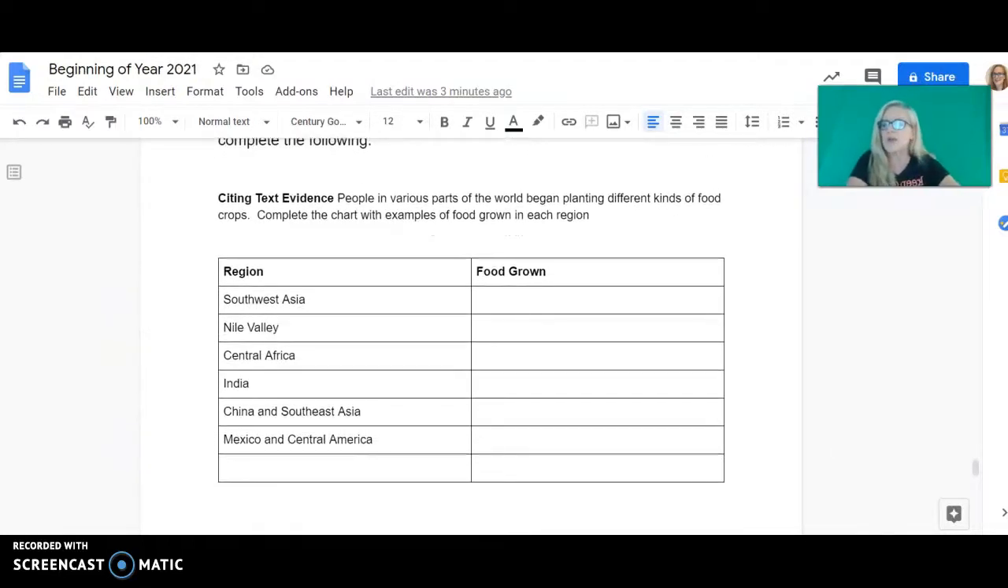I'd like to go through, first of all, people in various parts of the world began planting different kinds of foods and crops. Complete the chart with examples of food grown in each region. This is really explicit. It's a level 1 question. You could find actually lists of food. I believe it's on page 20. It's right here. On page 23 and 24, I think, is where it gets started on the Neolithic communities.